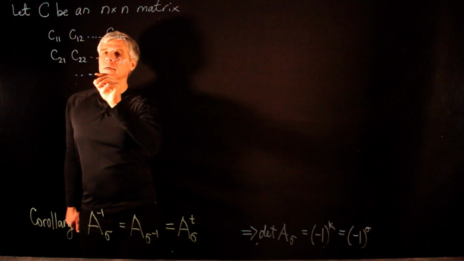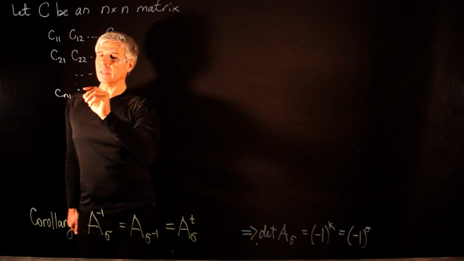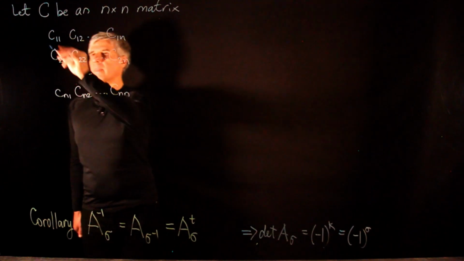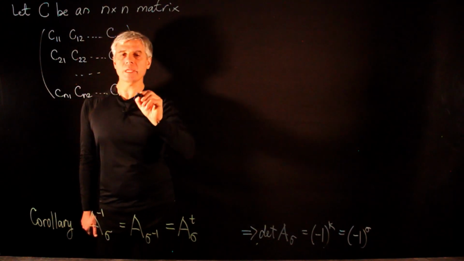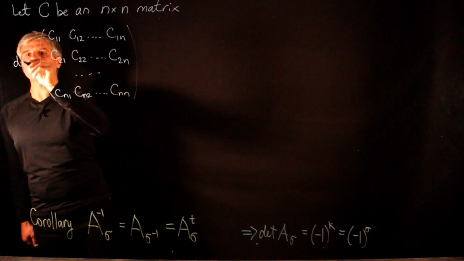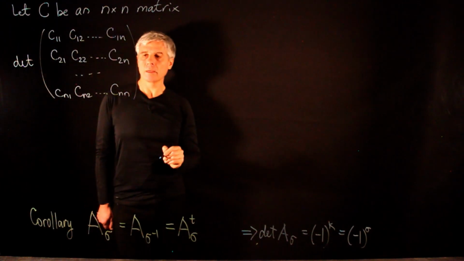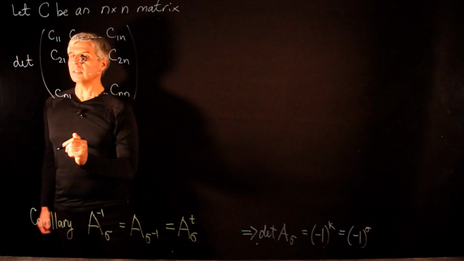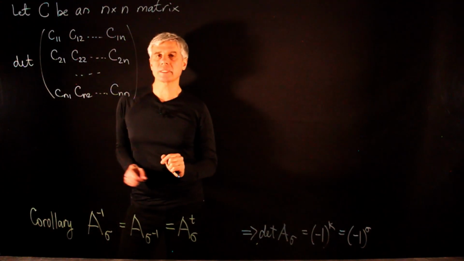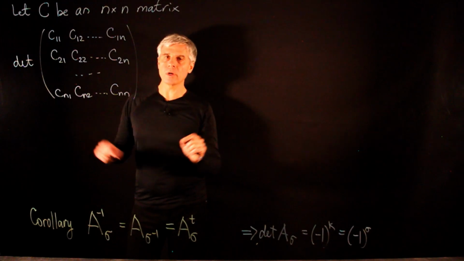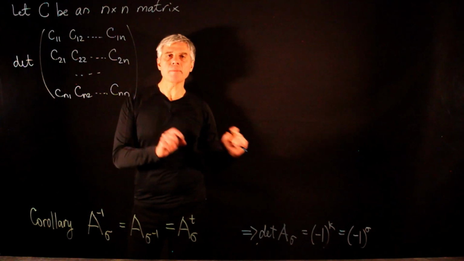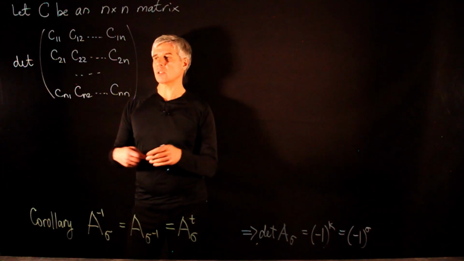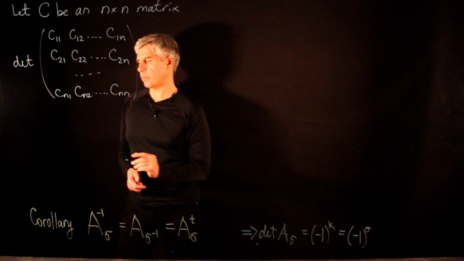C2n, and Cn1, Cn2, Cnn. So this is the matrix C, and we would like to compute its determinant. We're going to use the properties of the determinant. In particular, one of the properties is that if we take a row and represent it as a sum of several rows, then we can expand the corresponding determinant in the sum of determinants.